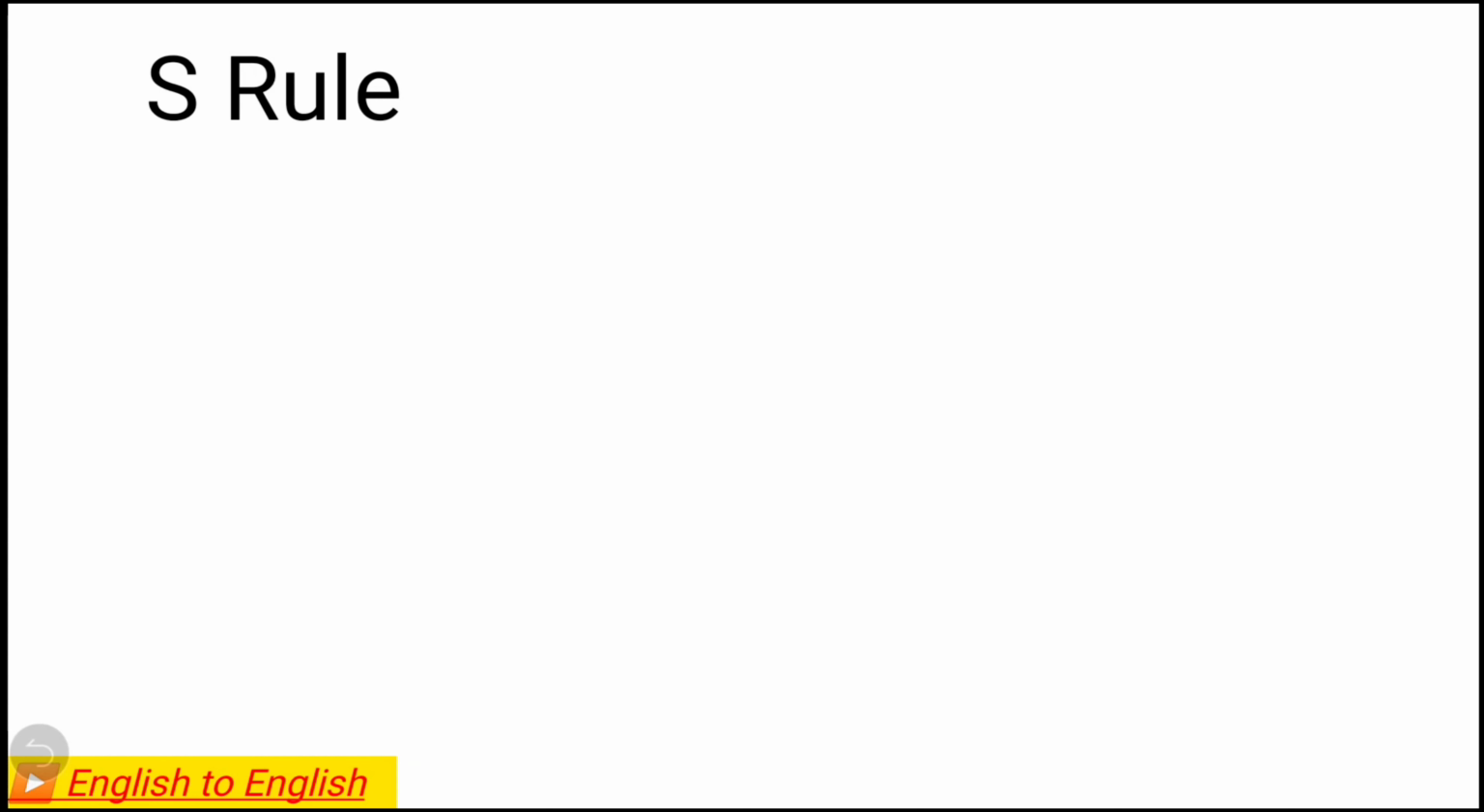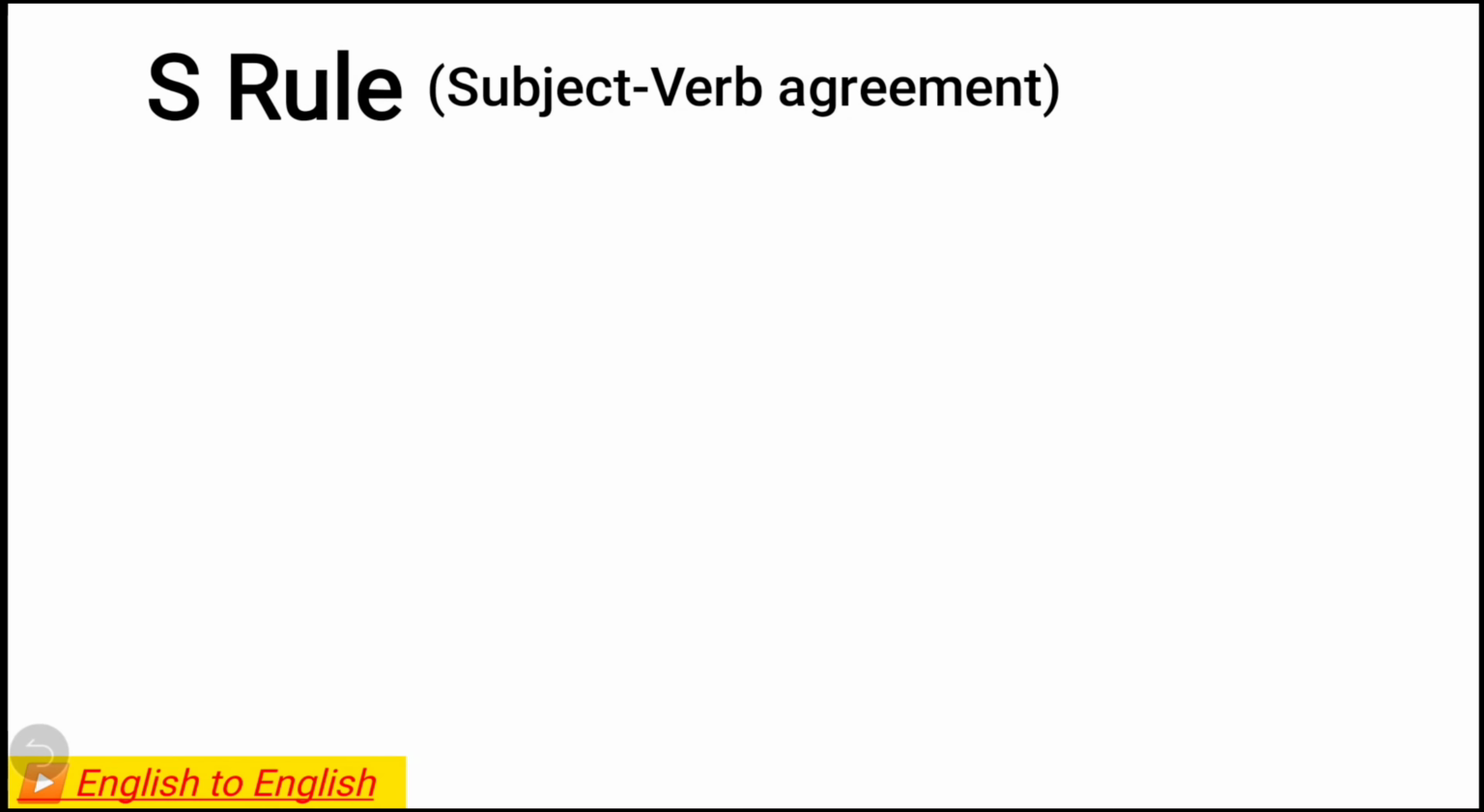So what is S rule? S rule is basically an agreement between subject and verb. Whatever we speak in sentences, we must include two words: first is subject and second is verb. And if we want to get a meaningful sentence, then we must make an agreement between subject and verb.